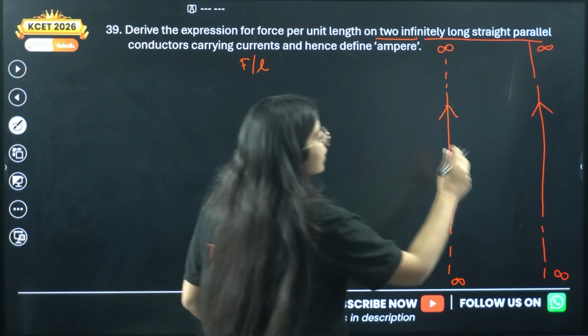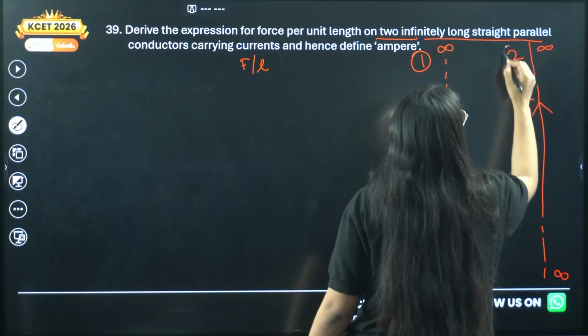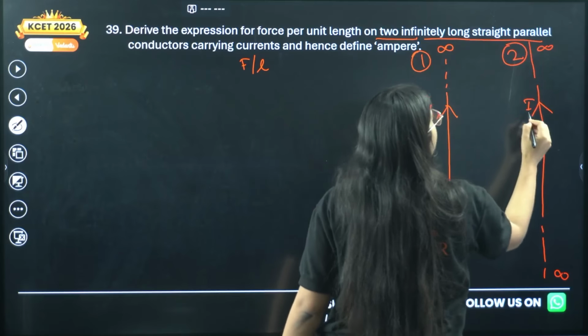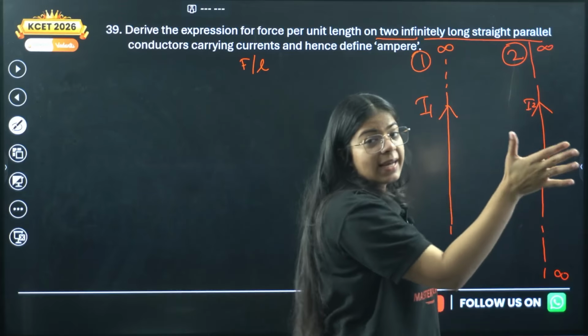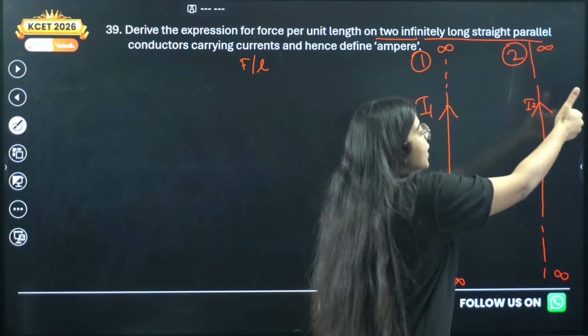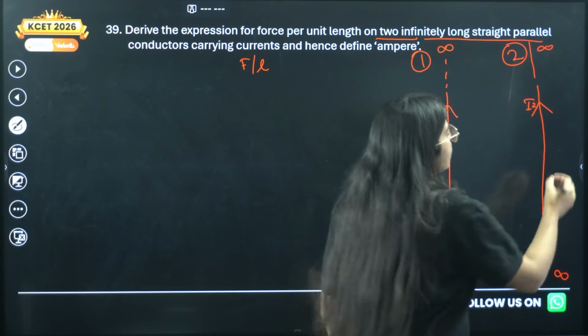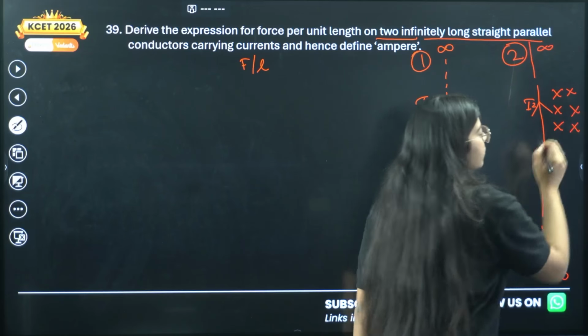Okay, so the current is upwards. Let's say this is wire 1 and this is wire 2. So I1 is upwards, I2 is also upward. Using my right hand thumb rule, this is the direction of current. If I curl, the magnetic field here is inside, correct? Inside the plane of board, correct?